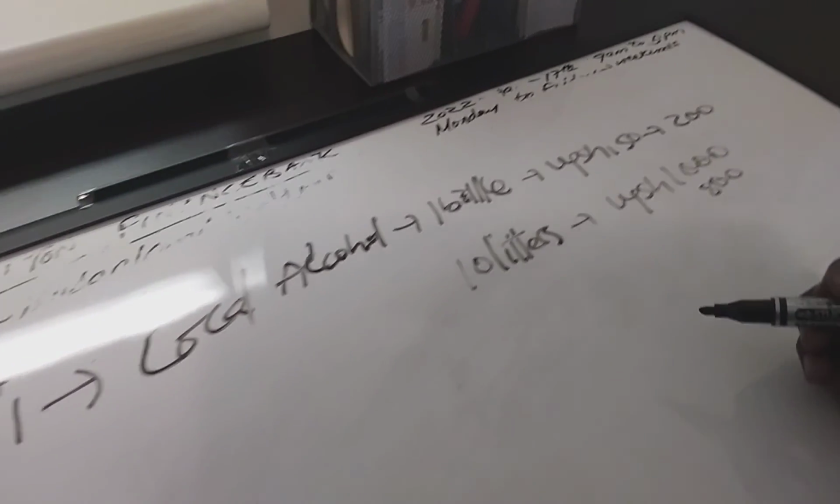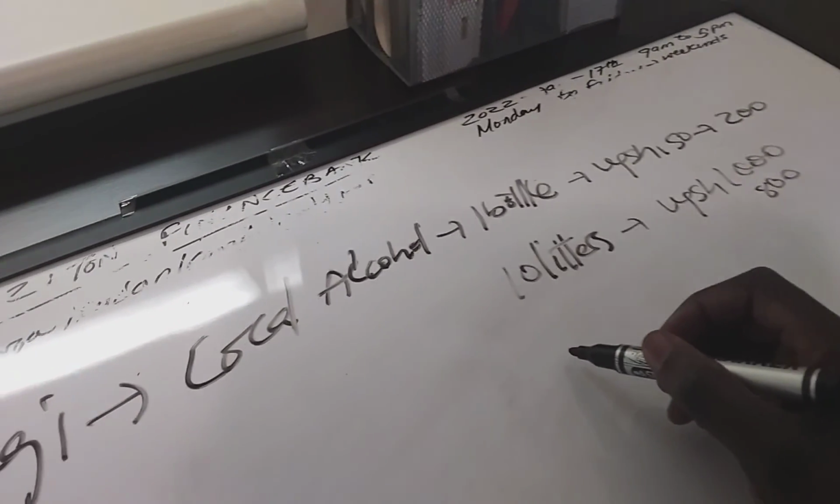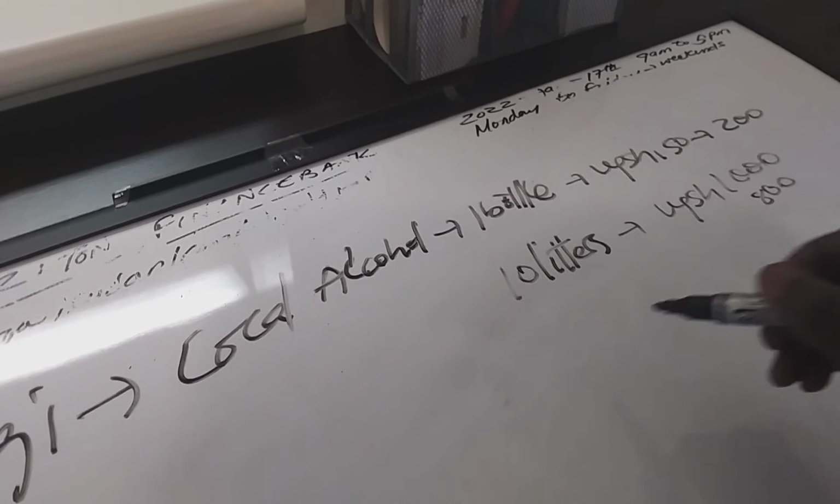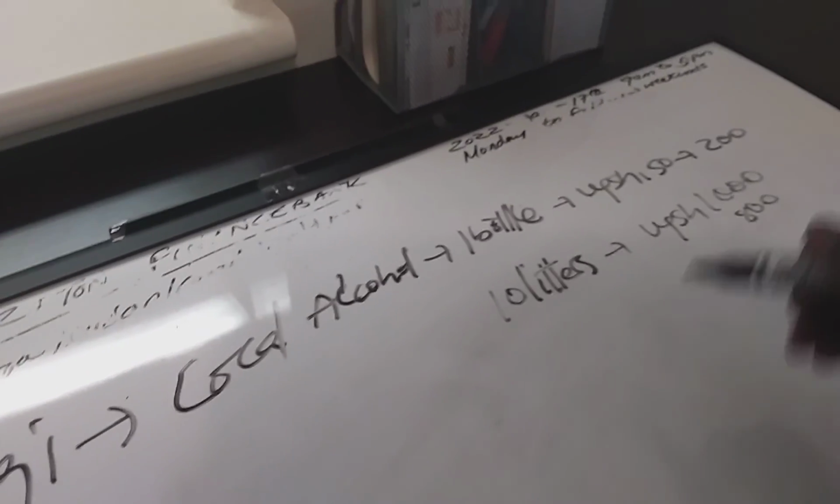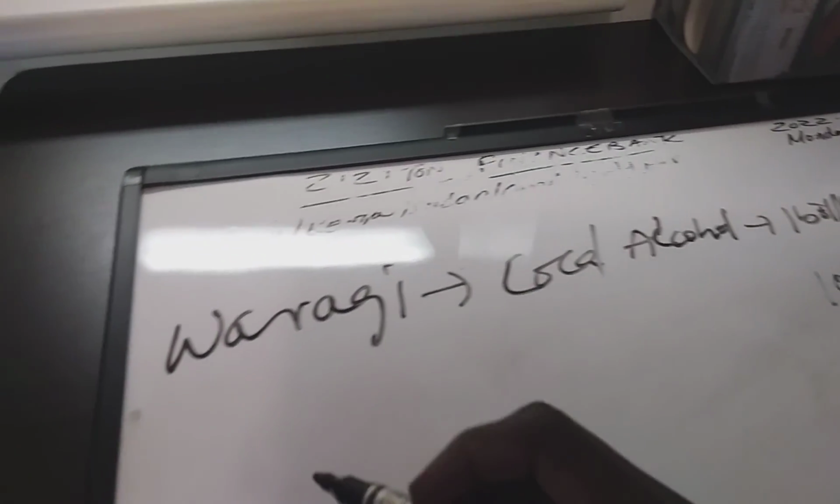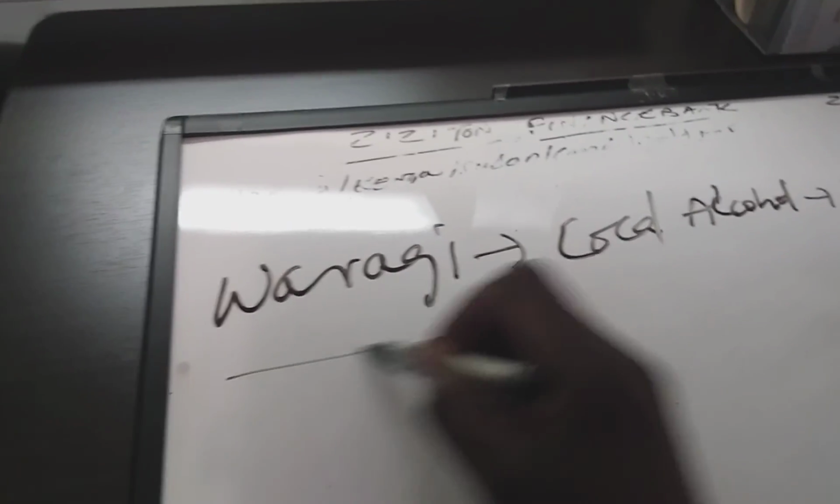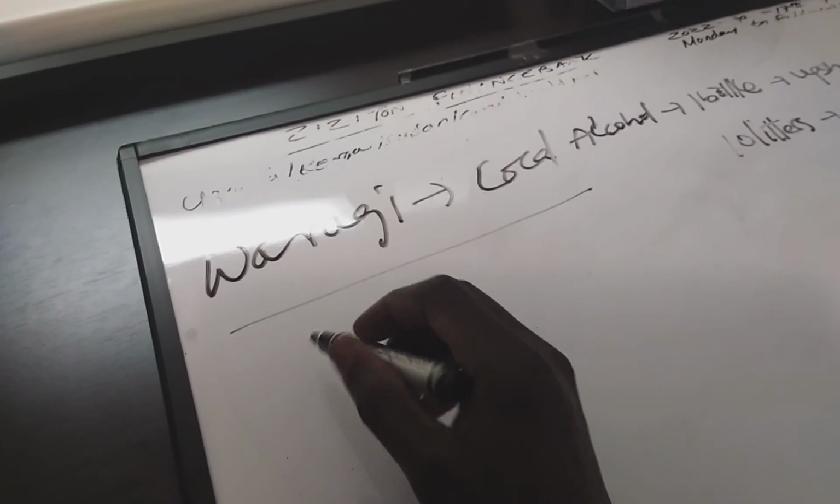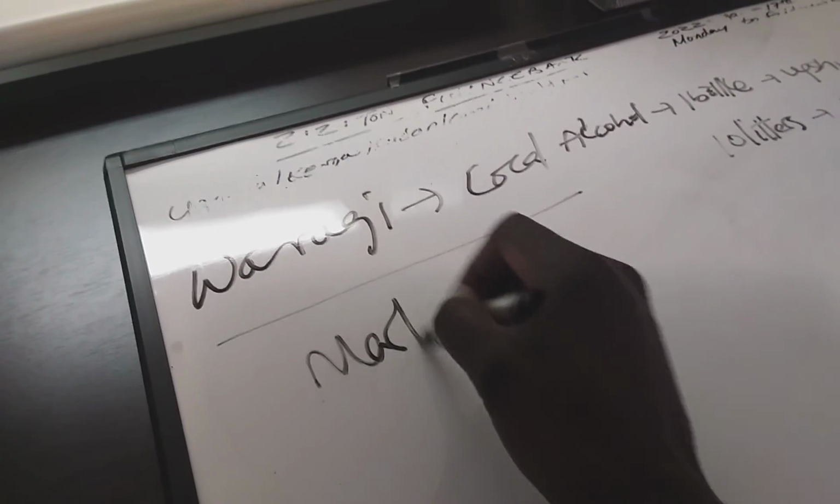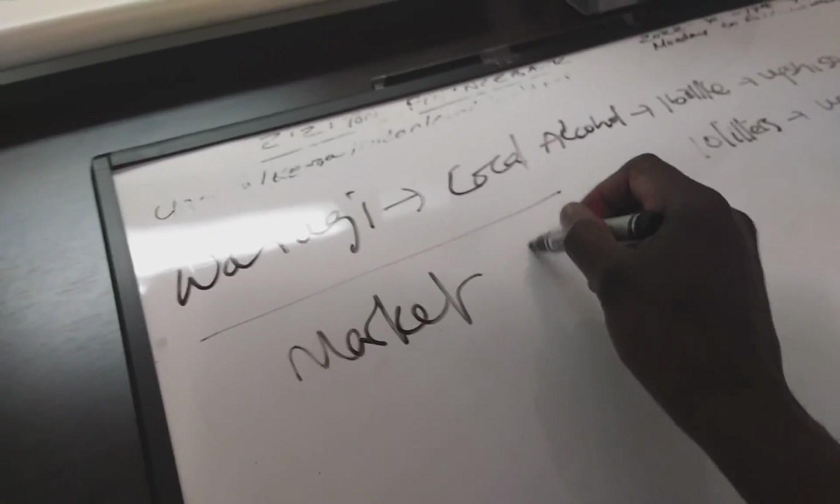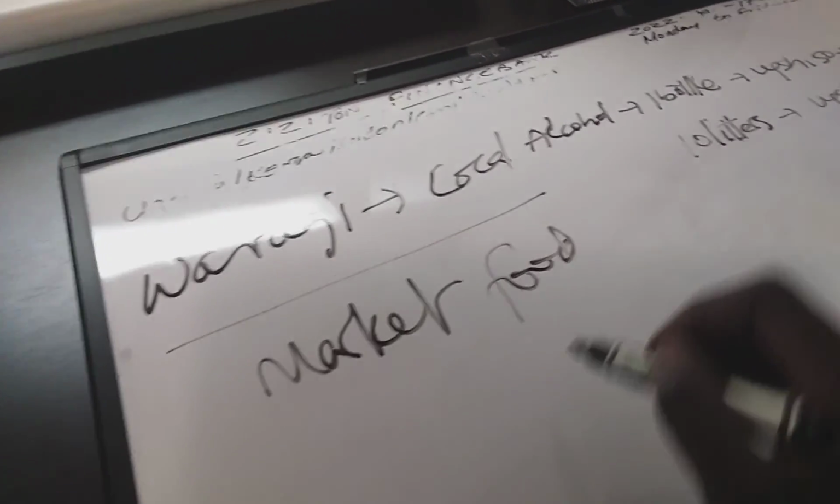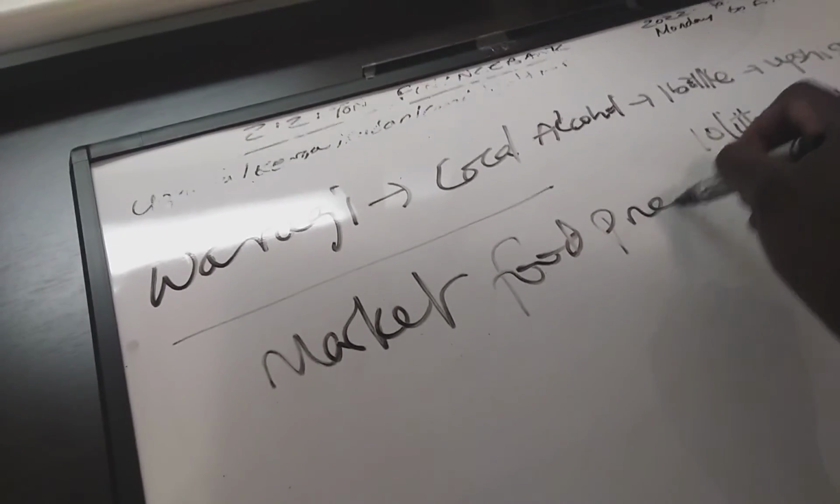And then if in Kenya, that is a different topic down there. This is Uganda. That is waragi, and locally that is how they are sold down there. So if you look at this one, the market food price.